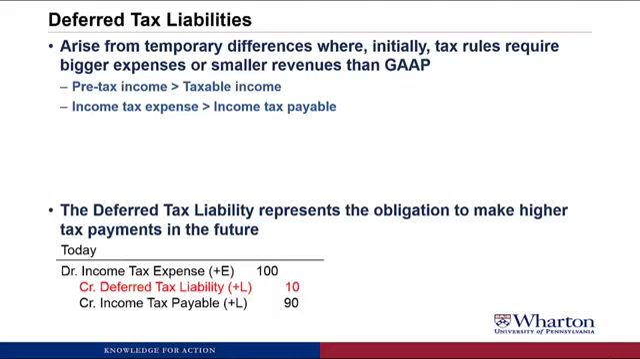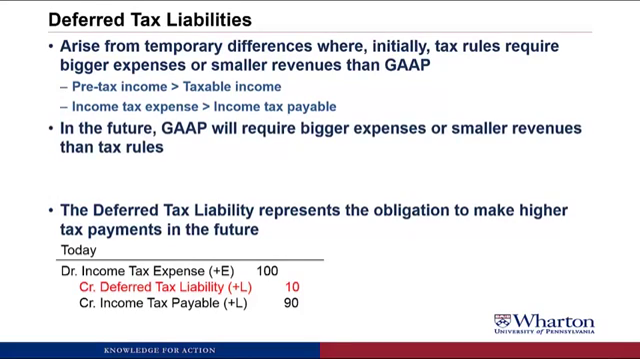We're going to credit a deferred tax liability, create a deferred tax liability for the difference, 10, which is going to represent that obligation to pay an extra 10 in taxes in the future. So we saved 10 in taxes now, we're going to pay 10 extra in taxes in the future. So in the future, GAAP is going to require bigger expenses or smaller revenues than tax rules, so it's a temporary difference.